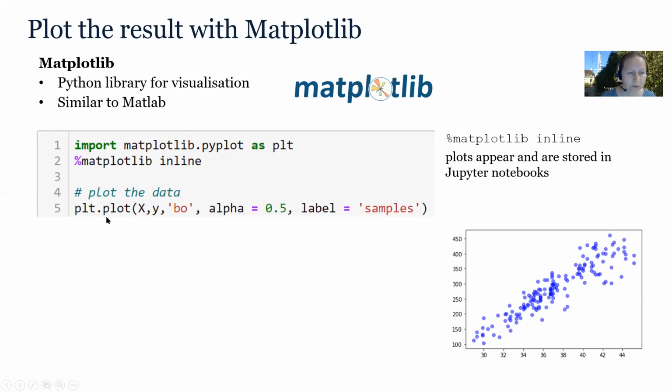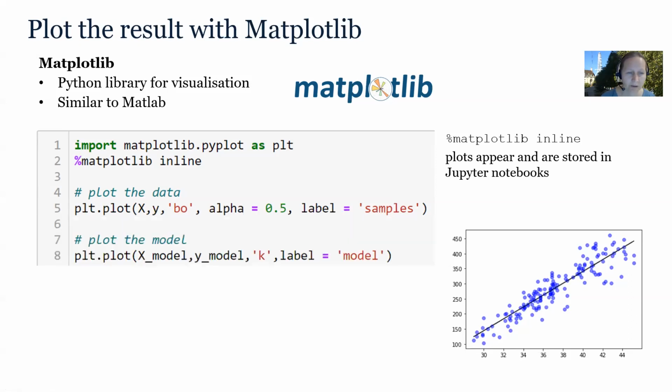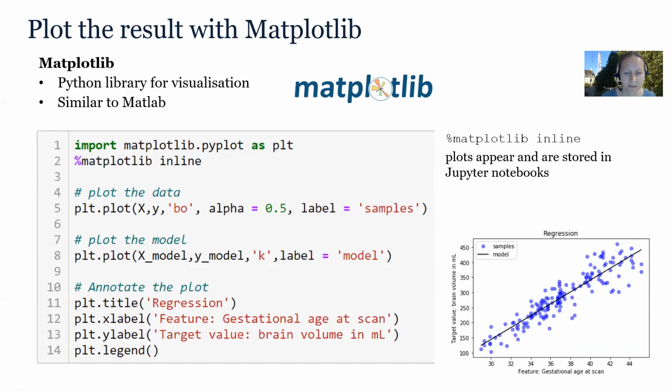Now we can use function plot, and you see that it's exactly the same as in MATLAB. We have X values, Y values, and here we say what kind of plot we want. So we chose blue circles, and we chose transparency 0.5 to make the plot look nice. And then we also plot the model, and for that we choose solid black line. And finally, we annotate the plot.